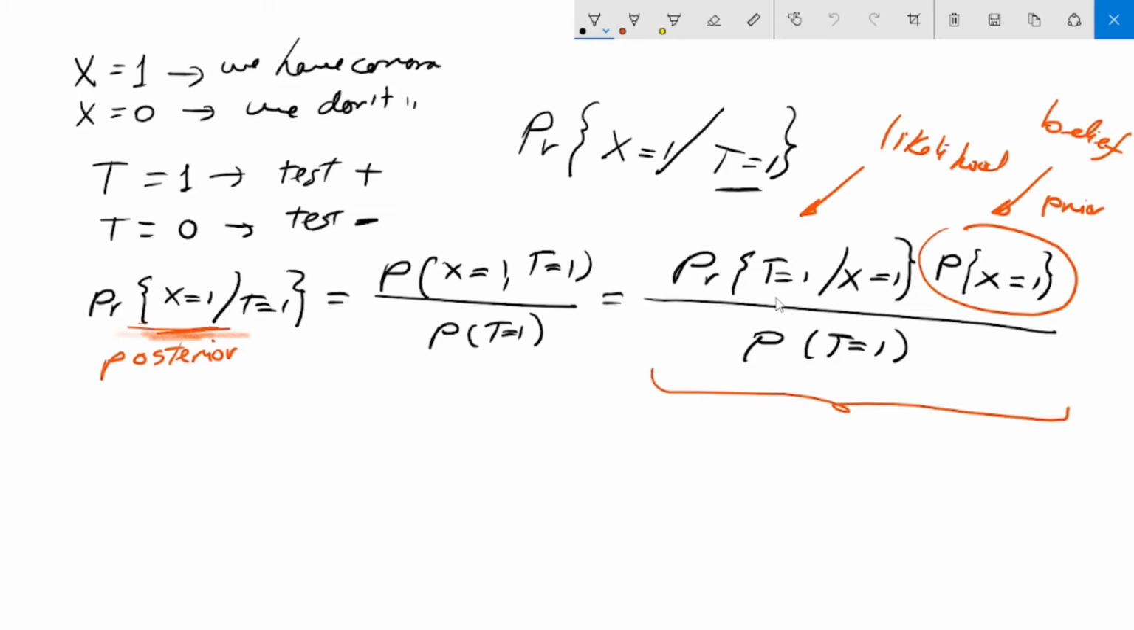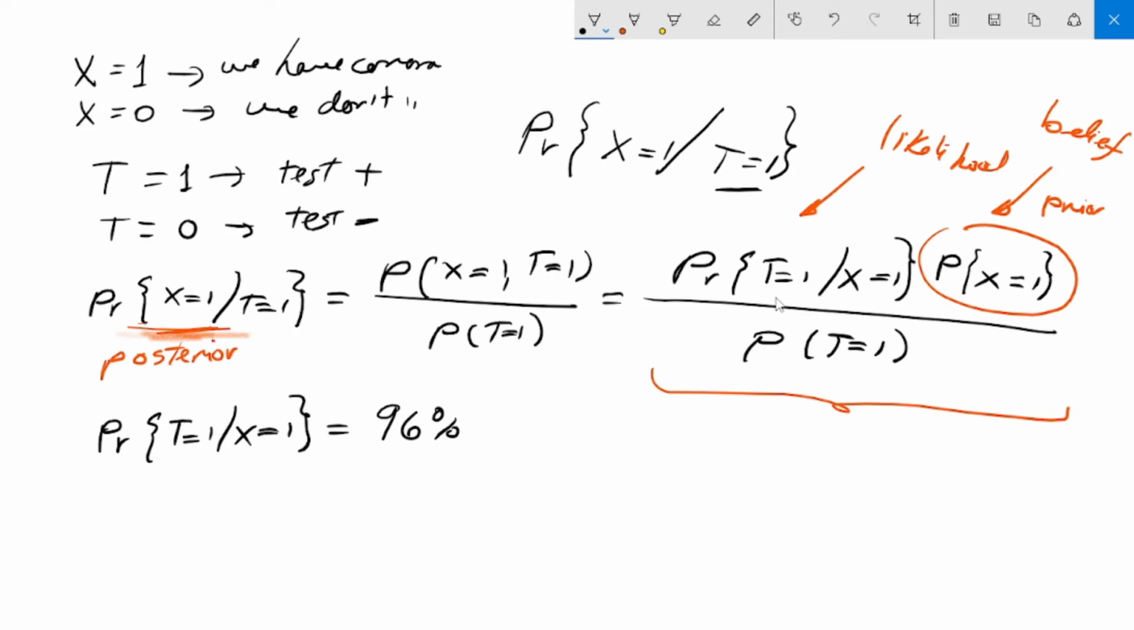So by writing down these values, we know that the probability of t equal 1 given x equal 1, which is the likelihood, is just asking: what is the probability that I test positive for corona given that I actually have corona? In other words, this is the probability given in the exercise, which is the accuracy of the corona test, which in this example is 96%.